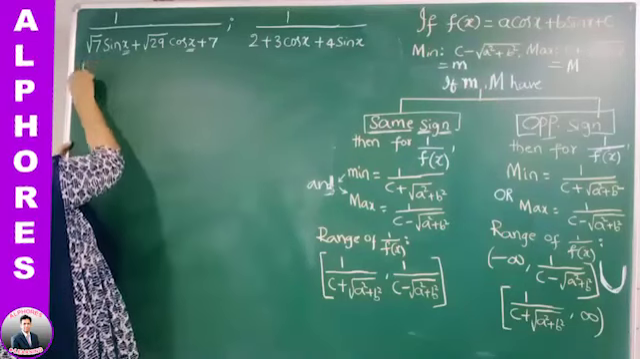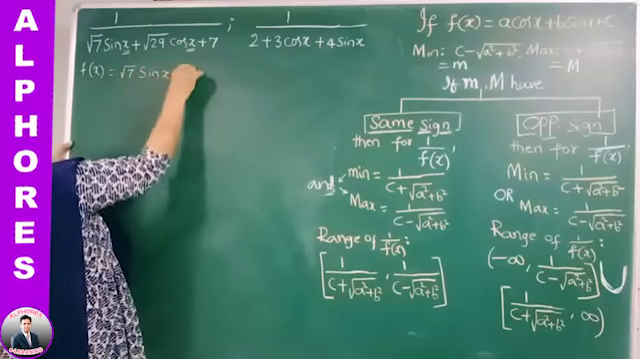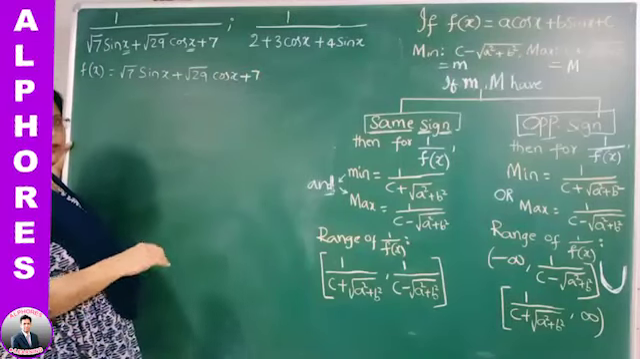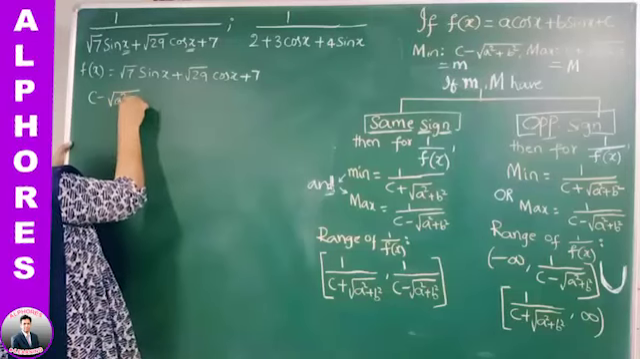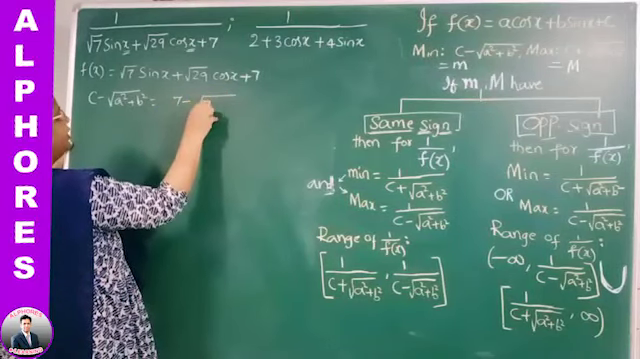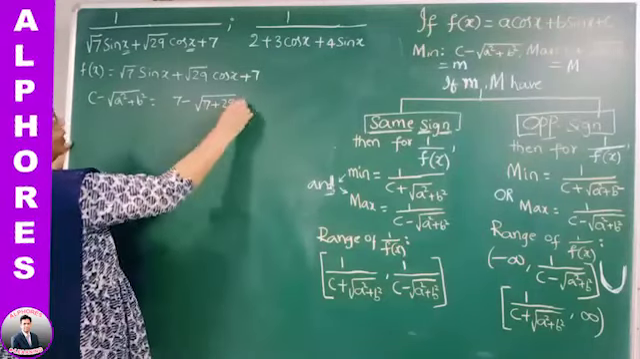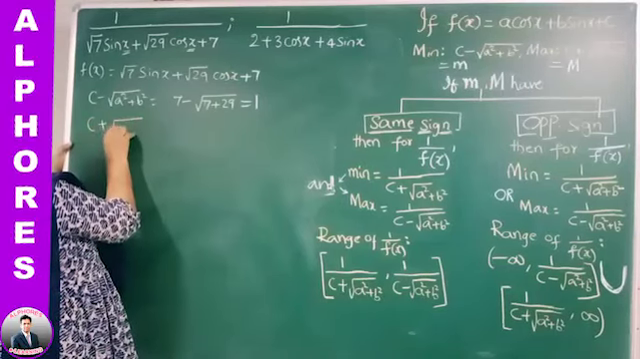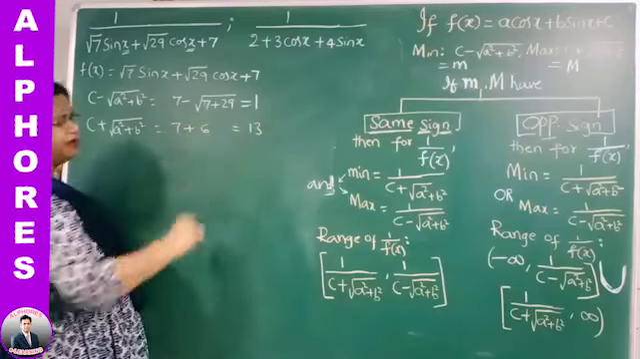So suppose f of x is our denominator, root 7 sin x plus root 29 cos x plus 7. Okay, and then now what about here, c minus root and c plus root. So I am taking c minus root of a square plus b square value. It is nothing but 7 minus under root of 7 plus 29, right? And what is 7 plus 29 here? 36, and root 36 is 6, and thereby you got this value as 1. And next value, c plus root of a square plus b square. Then same value 7 plus 6, that is nothing but 13.